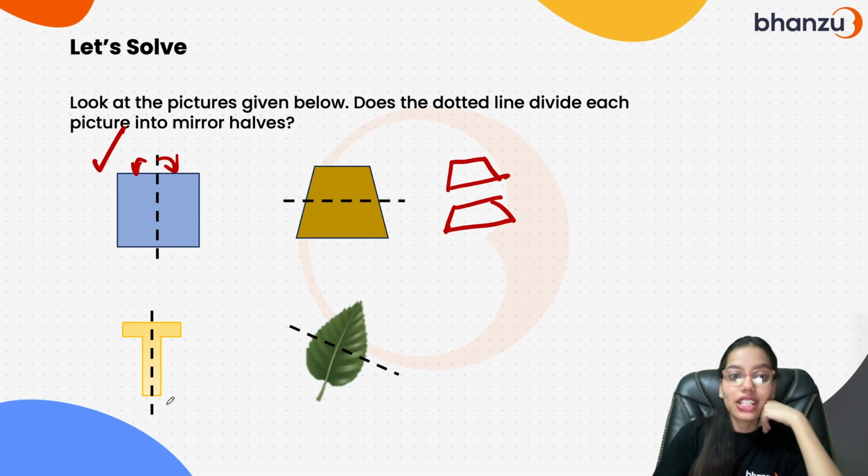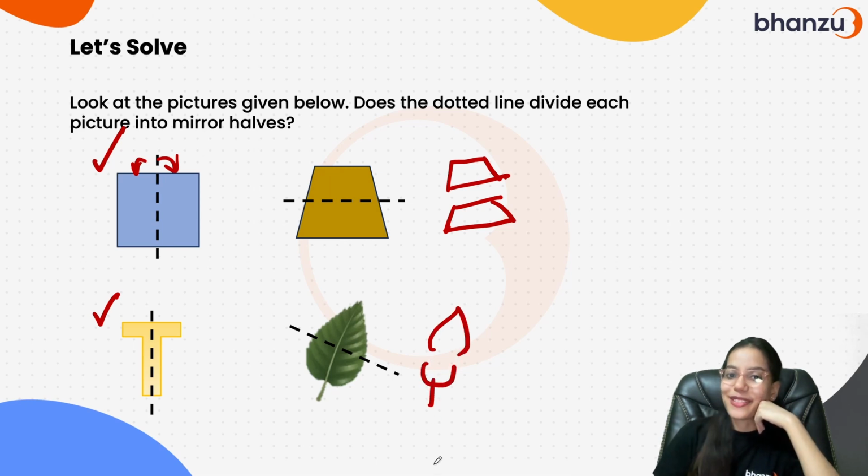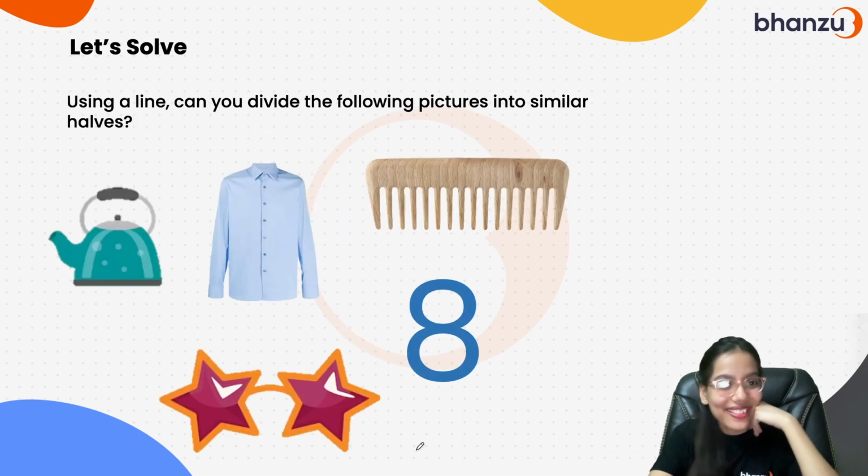The letter T is divided from its center. Do you think both the sides are same? Exactly, they are same. And there's a leaf which is cut into two parts. But are they equal and same? They are not, because the top part looks something like this and the bottom part looks like this, because they are not same. But how do I make it same? Think about it. And next challenge is here.